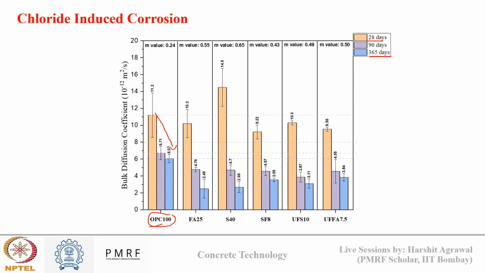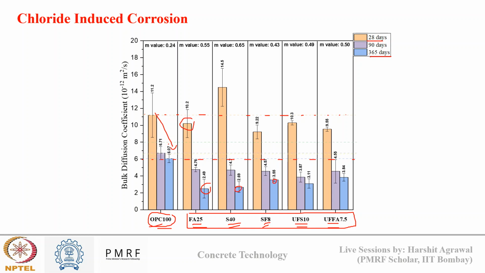However, if you see, instead of OPC, I add fly ash at 25% replacement, or slag at 40%, or silica fume at 8%, or ultrafine slag at 10%, or ultrafine fly ash at 7.5%. Initially you won't see much difference from OPC at 28 days, because these are all pozzolanic materials. They take time to show reactivity. However, after 365 days, if you compare the diffusion coefficient value of an OPC-based concrete and a supplementary cementitious material added concrete, you can see they show a very low value compared to OPC.